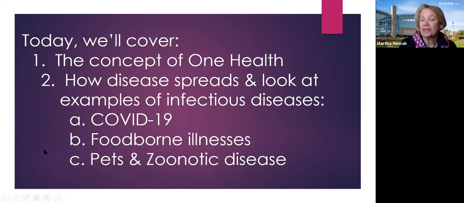So today we're going to cover the concept of One Health, how disease spreads, and look at examples of infectious diseases like COVID-19, foodborne illnesses, pets and zoonotic disease. This is not meant to be a comprehensive deep dive. This is meant to be a very simple overview that will help, I hope, people understand how to reduce the spread of infectious diseases.